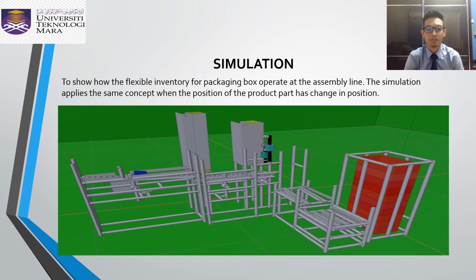The last part for result is simulation. The simulation is focused on the packaging section at the assembly line. It is to show how the flexible inventory for packaging box operates at the assembly line. The simulation applies the same concept when the position of the product part has been changed.